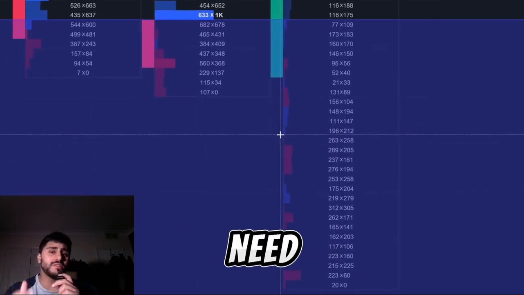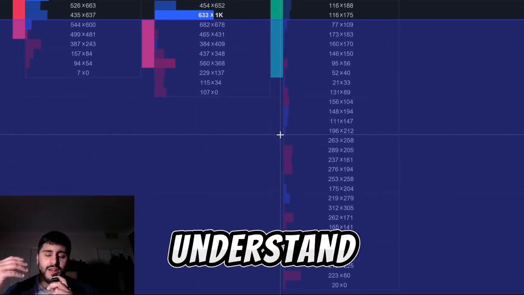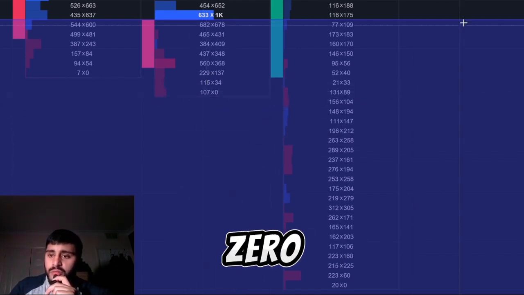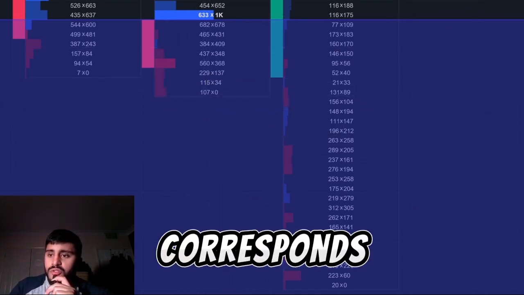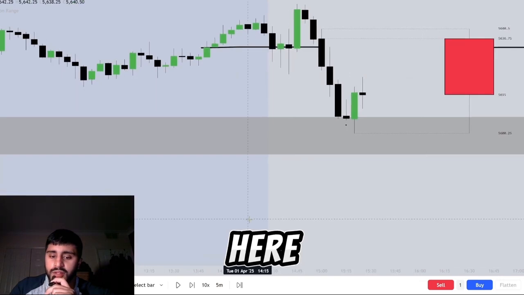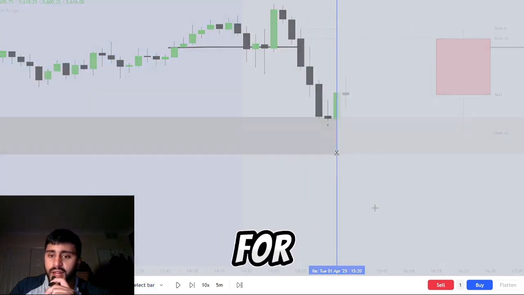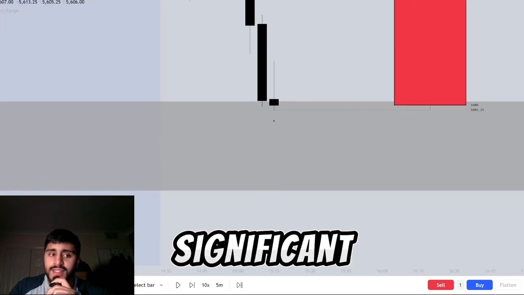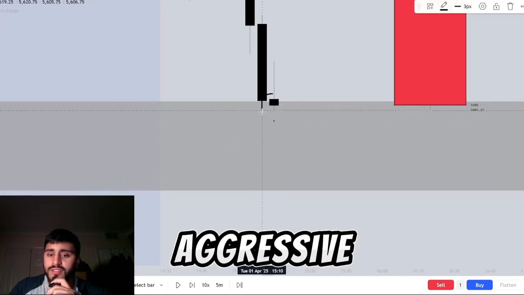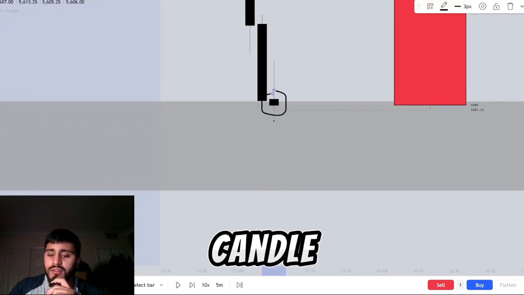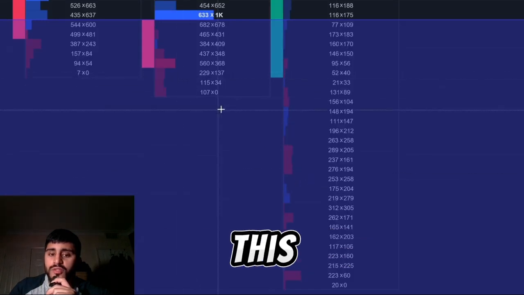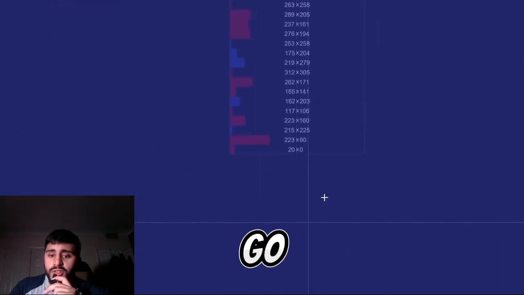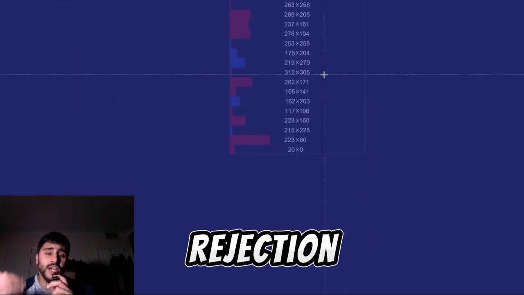In fact, you only need to read a few numbers to understand what is happening. So we see 107 for 0, right? This here corresponds to this candle over here. So let's really break things down, right? Candle for candle. We can see price coming in over here. This candle had a significant number of aggressive sellers, right? This region. So this candle corresponds to this 107 for 0. Very, very important.